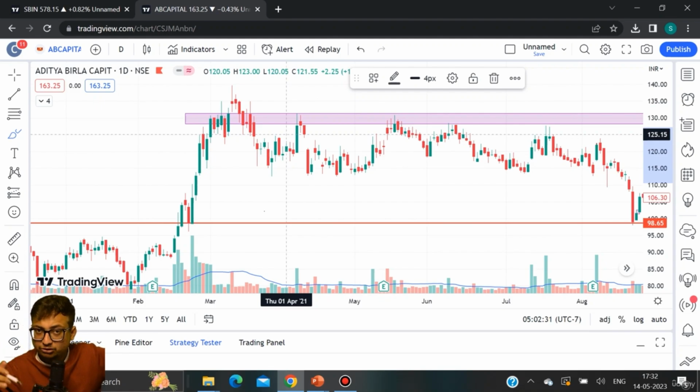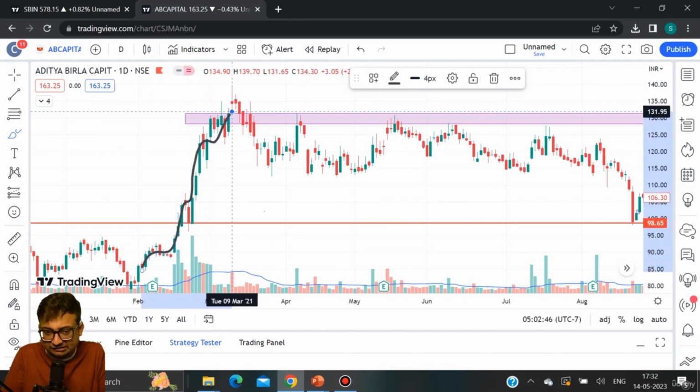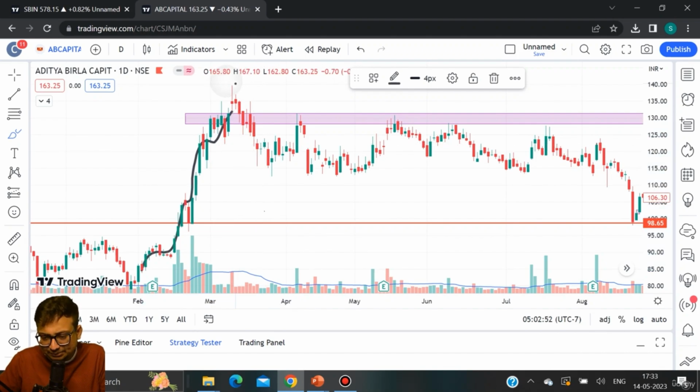Because first of all, there is a bearish hammer pattern, and after that 1 2 3 4 5 6 bearish candles. So obviously the market will go downward, right? So this is the beauty of technical analysis. That's how you interpret technical analysis, right?